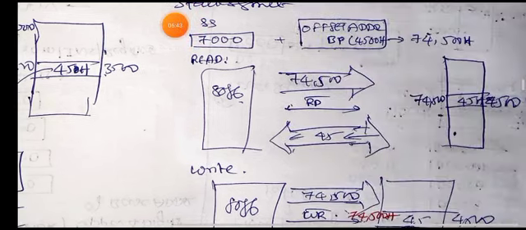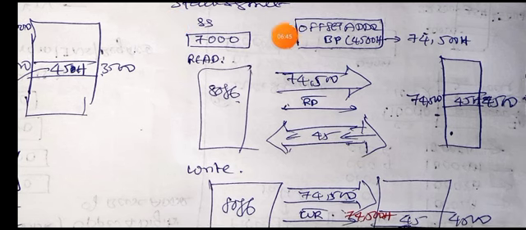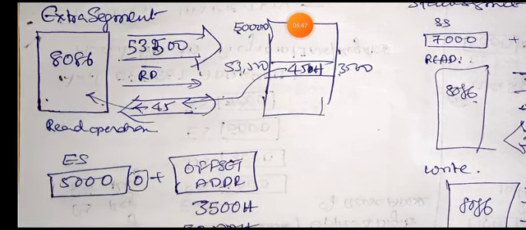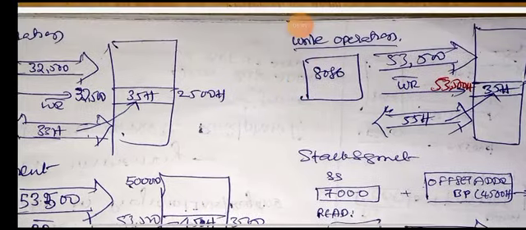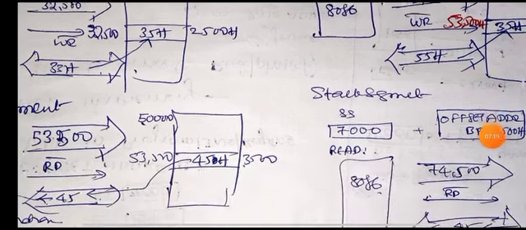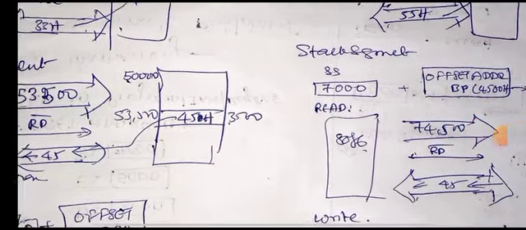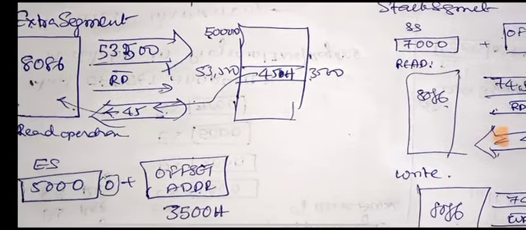For the write operation, the microprocessor will send the same address 53,500 and a write signal, and place the data to be written on the data bus. So that data is transferred to that physical address 53,500. This is the write operation in the extra segment. Okay, so in this way the physical address is generated in the extra segment.